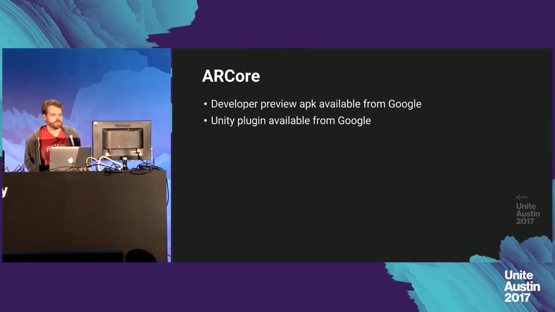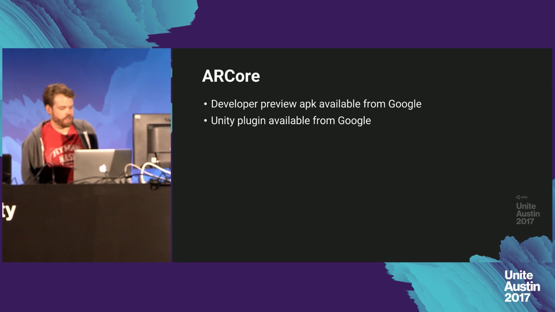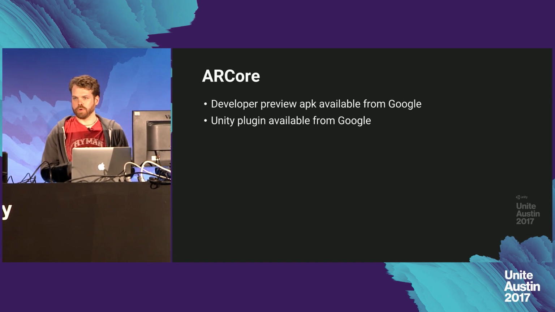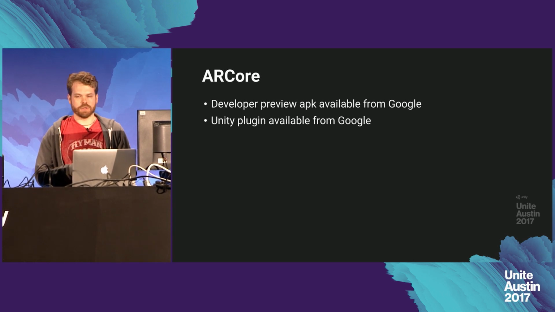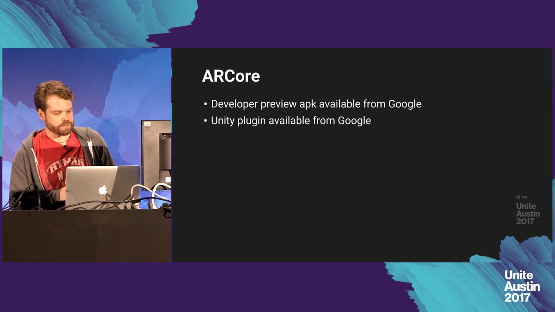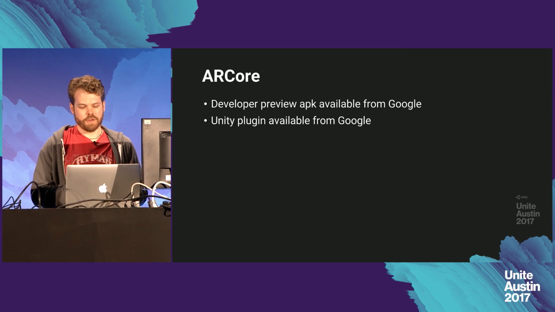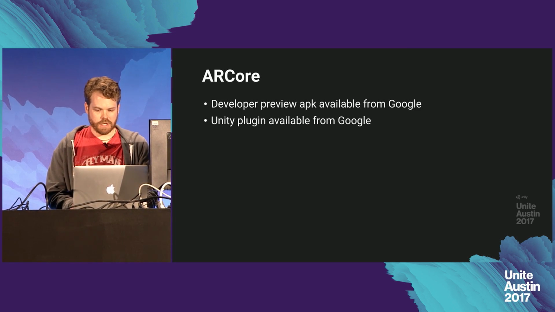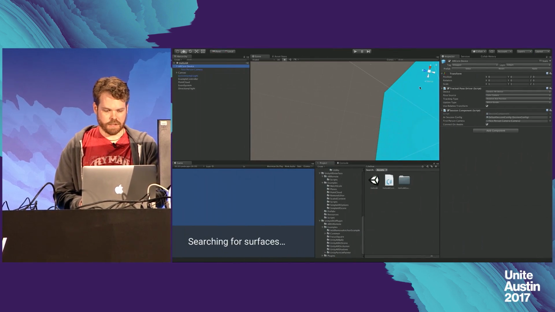All right, so I'll talk a little bit about ARCore. So again, there's a developer preview. It's a special APK that you download from Google's website. You install that onto a Pixel XL or a Samsung S8. And then you also grab the Unity plugin from Google, and you drop that into Unity, and you get this.